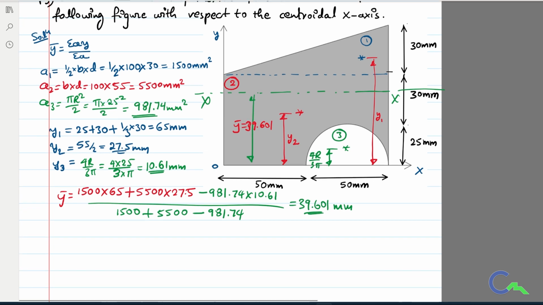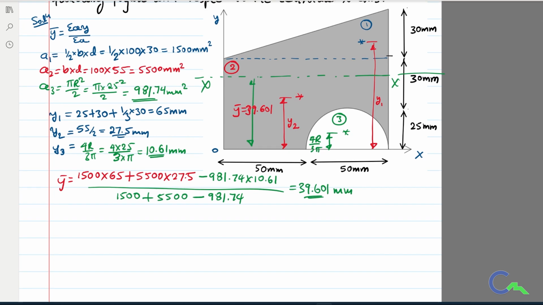So let us calculate Ixx. To find Ixx, I can take the formula sigma Ixx plus a into y square, and let us take the figures one by one. The first figure is the triangle. For the triangle, Ixx is bd cube by 36. For this particular triangle, b is 100, d is 30, bd cube divided by 36. The area of the triangle we already calculated, that is 1500.